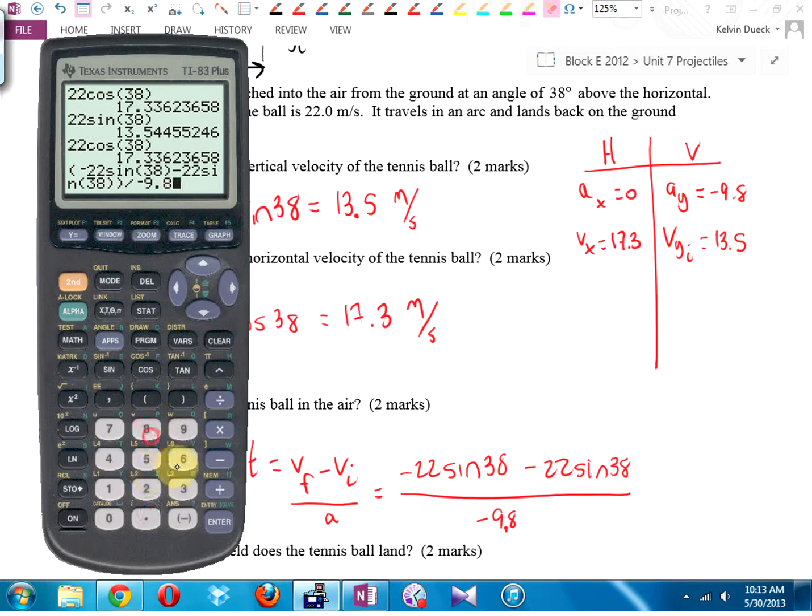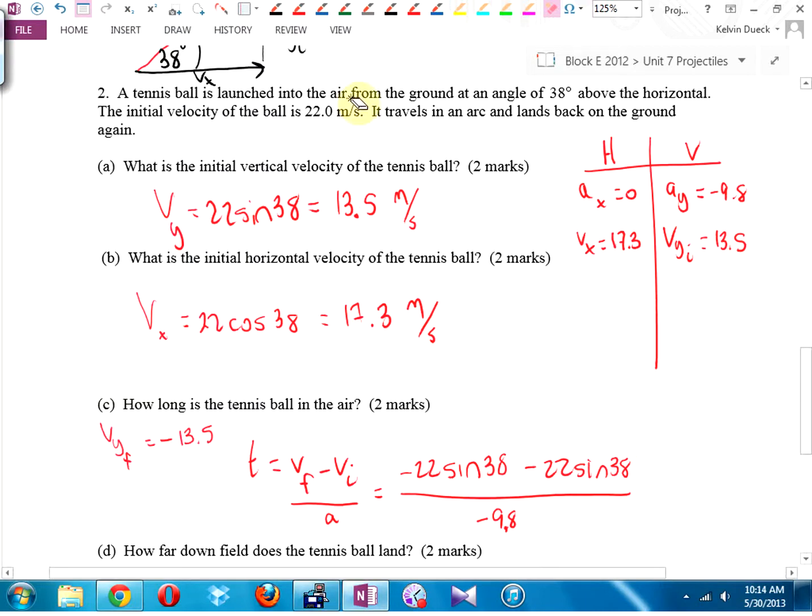Whether you use the 13.5 or the 13.5445 or whatever, do you get the 2.76? Is that right? Yes. 2.8? I'll go 2.8 seconds, 2.76.